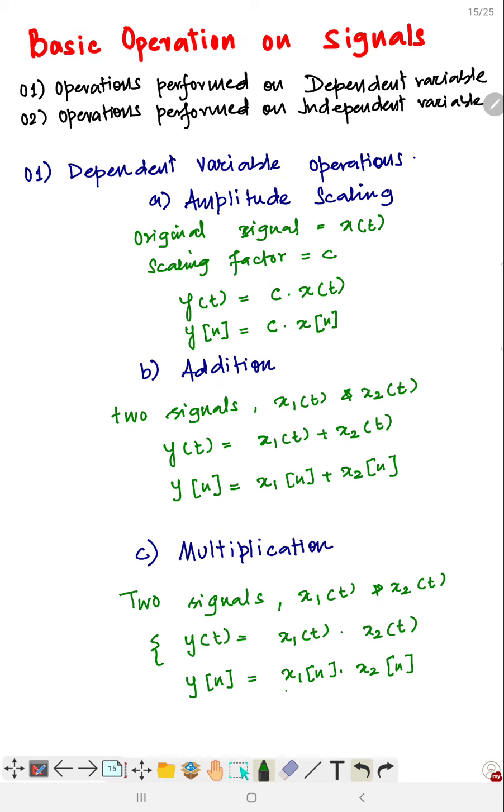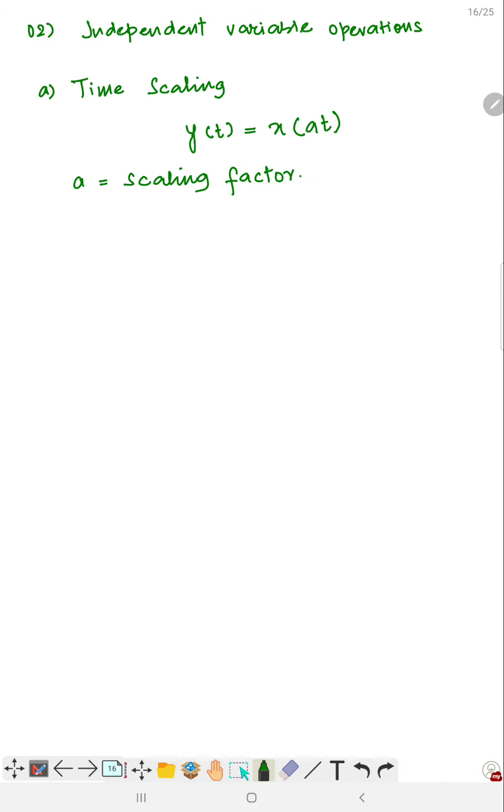But these are some operations that you can perform on the dependent variable, or simply the amplitude of the signal. But an important class of basic signal operations is the operations that we perform on the independent variable, which is time. So the independent variable, we know, is time, and we have three basic operations that are very important with respect to the independent variable.